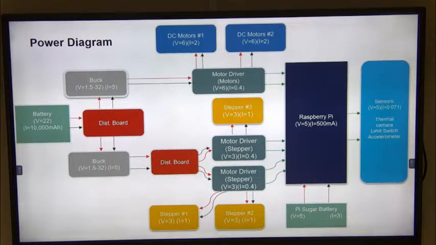steppers. Then the data from the motors and the steppers goes to the Raspberry Pi, and the Raspberry Pi is powered by the PiSugar battery, and the PiSugar battery powers the sensors. So everything moves in that diagram.